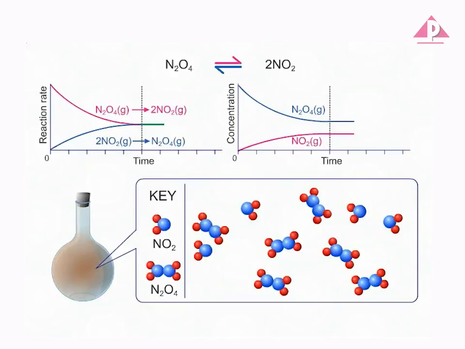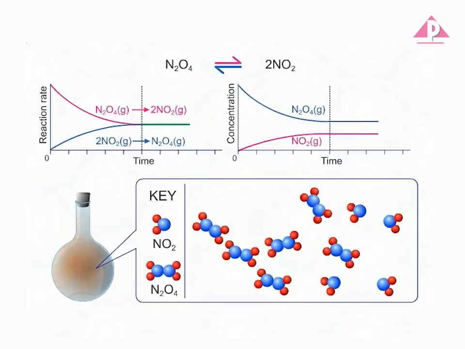The concentrations of reactants and products no longer change. They remain unchanged because the reactants and products are being consumed at the same rate as they are being formed.